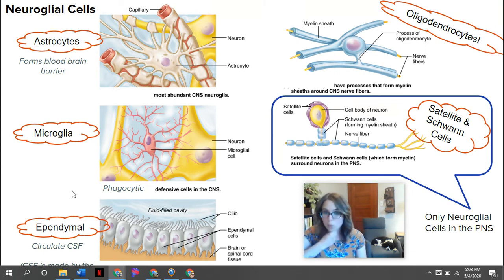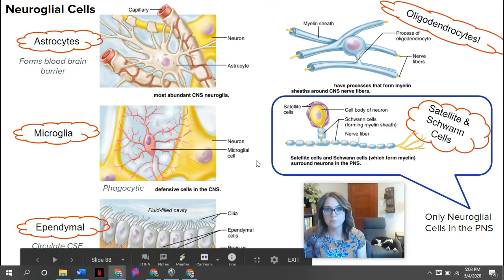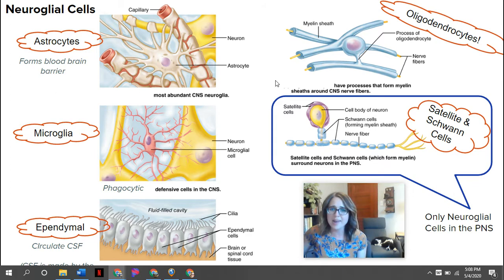Now, the choroid plexus is what makes the cerebral spinal fluid. And that's what you can't see on my picture. That's a little cut off down below. Okay. Then you have oligodendrocytes, my favorite one. Oligodendrocytes. That's why it's got an exclamation point. I think it's fun to say. This is basically like the Schwann cell, but only in my central nervous system.